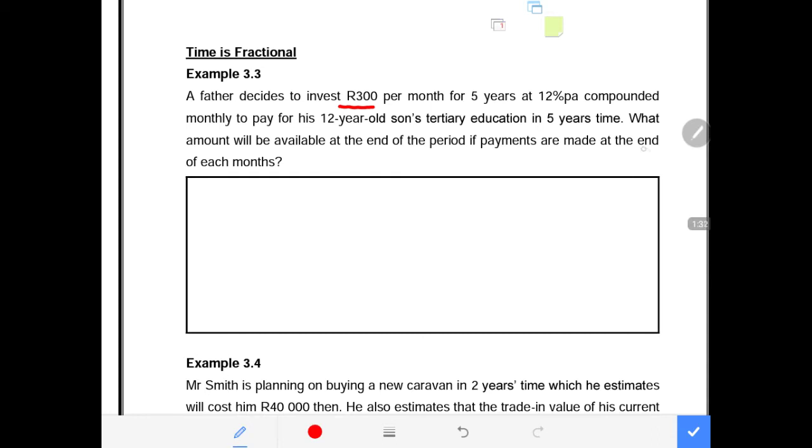Remember, payments are made at the end of each month. So this is an ordinary annuity because payments are made at the end of the time period. These payments are the same and equal, and they are made at regular intervals, which is monthly, as a series of equal payments at the same rate of interest, because the interest rate is 12% compounded monthly.